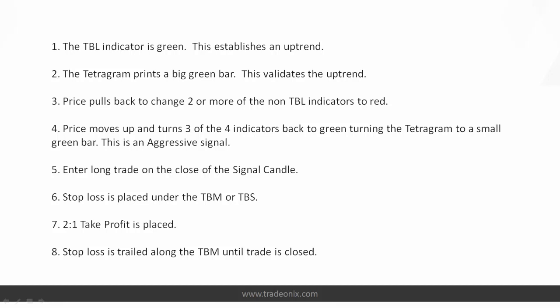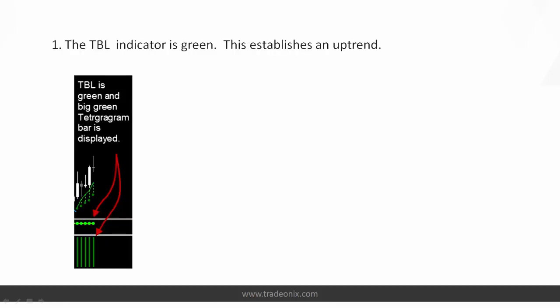Price moves up and turns 3 of the 4 indicators back to green, turning the tetragram to a small green bar. This is the aggressive signal. Enter a long trade on the close of that signal candle. Stop loss is placed under the TBM or TBS, whichever one is present. In this case, a 2-to-1 take profit is placed, and the stop loss is trailed along the TBM until the trade is closed.